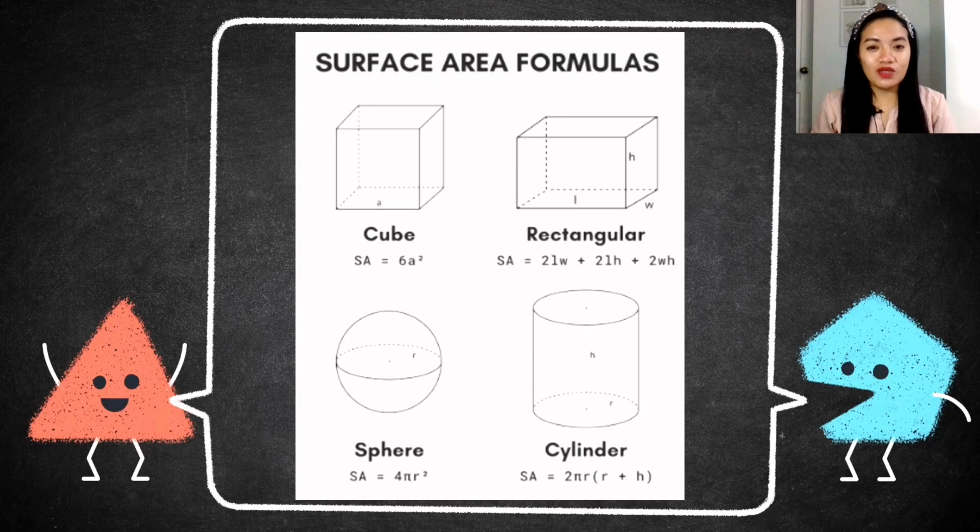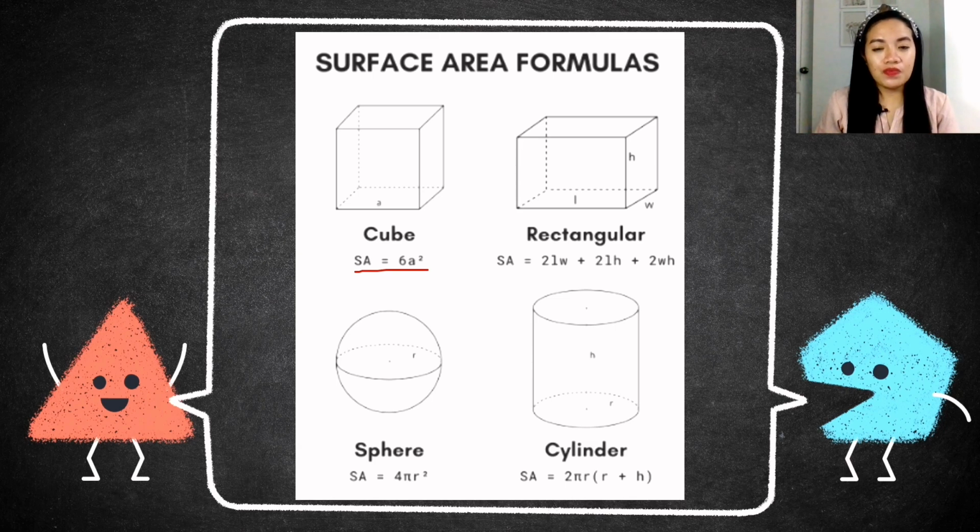Okay, learners, dito muna tayo mag-focus sa apat na solid figures na nakikita nyo sa screen, which are the cube, rectangular prism, sphere, and cylinder. So sa cube, meron tayong surface area is equal to 6 times A raised to 2. Yung 6 na nakikita nyo sa ating formula is referring to the 6 faces of the cube. Yung A naman is referring to the edge of the cube.